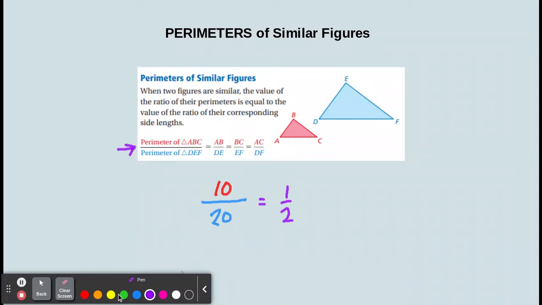Now the same should hold true for the value of the ratio of their corresponding side lengths. So if AB length was 2, and we measured DE and found that it was 4, we would see that the value of their ratio of the side lengths is also 1/2, which matches the value of the ratio of their perimeters. Okay.